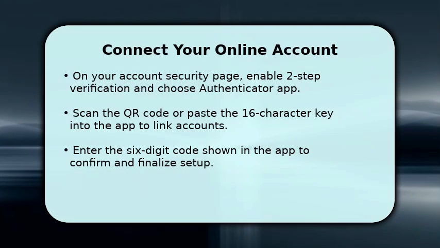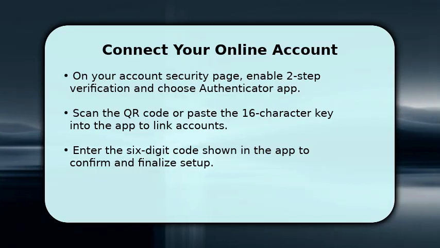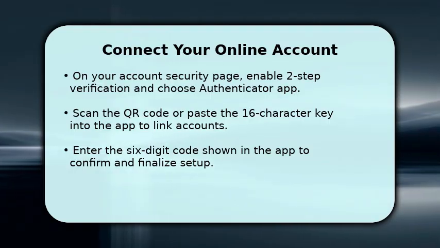On your account security page, enable two-step verification and choose Authenticator app. The website will display a QR code and a 16-character secret key for manual entry. Scan the QR code or paste the 16-character key into the app to link accounts.